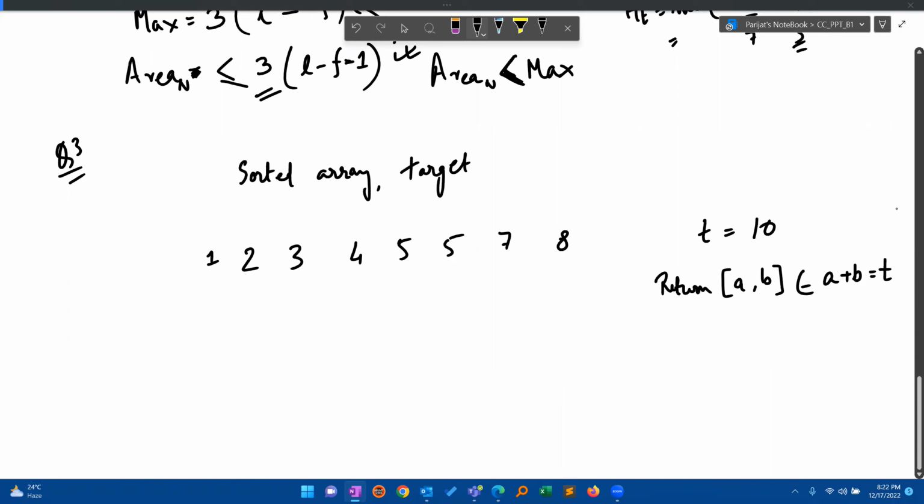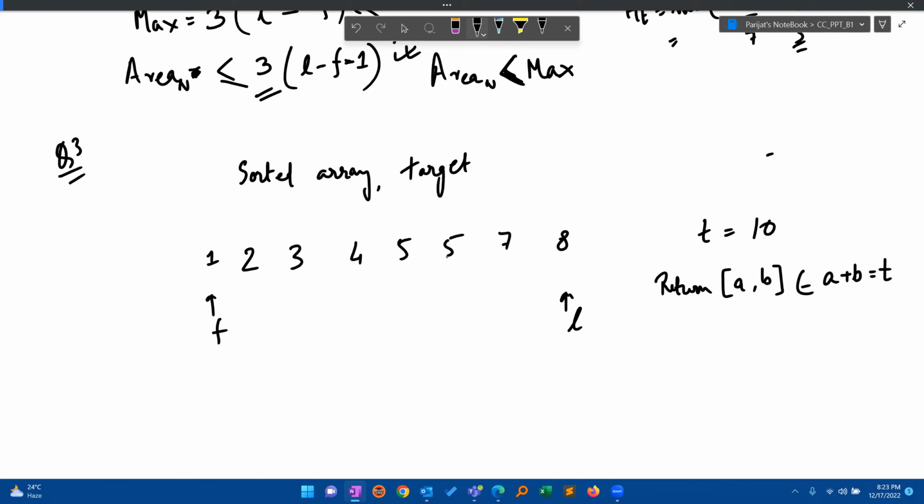So this problem is seemingly much simpler, right? You have two pointers at both the sides, and because it's a sorted array, we don't need to worry about anything else. We have the first and the last, or left, right, whatever you want to call them.